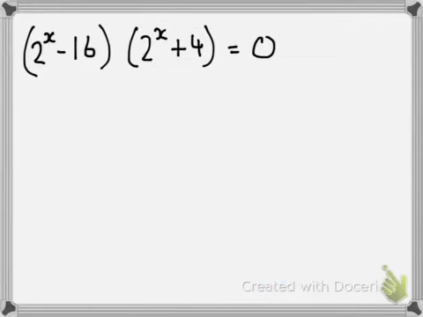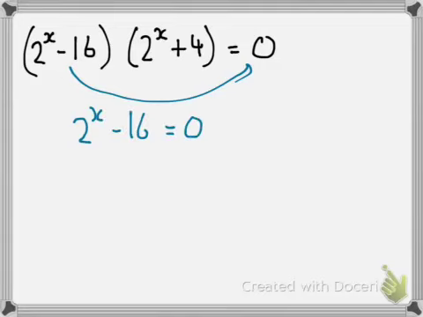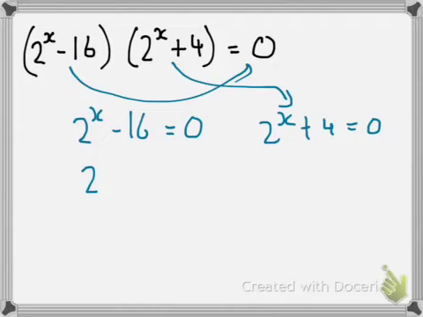Next one, 2 to the power of x minus 16 multiplied by 2 to the power of x plus 4 equals 0. Now we can break that into two situations here. First of all, we get this, and from here we get this: 2 to the power of x plus 4 equals 0. Let's work on the left hand side scenario first. 2 to the power of x equals 16. 2 to the power of x equals 2 to the power of 4. And therefore x equals 4.